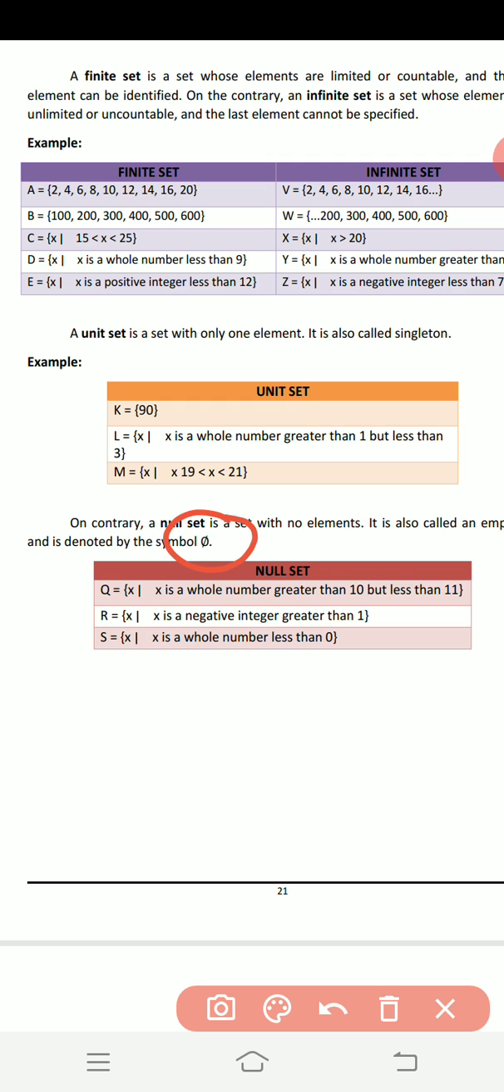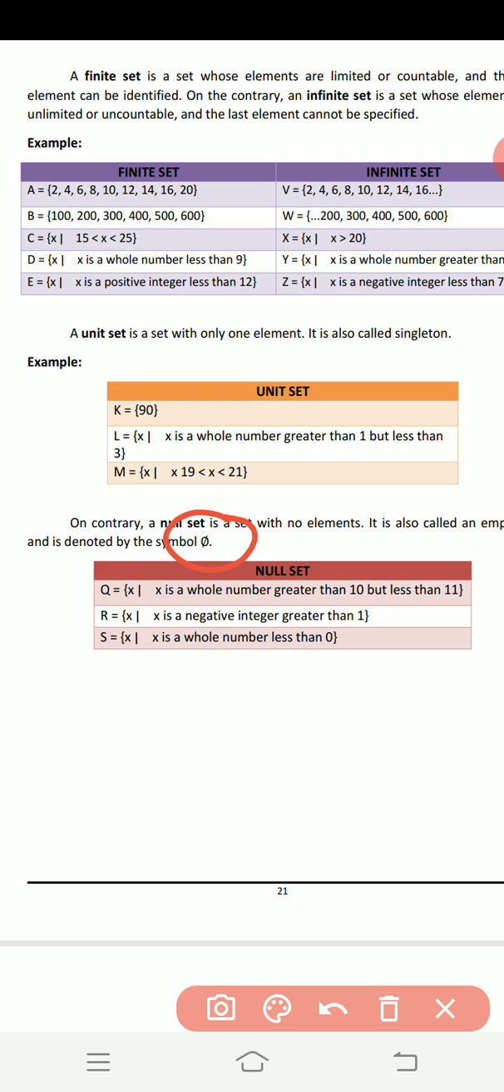So we also have here set R, which contains all the values of x, such that x is a negative integer less than 1 or greater than 1. So, is there a negative integer greater than 1? So, wala. Kasi all negative integers are less than 1. So, therefore, set R is also a null set.